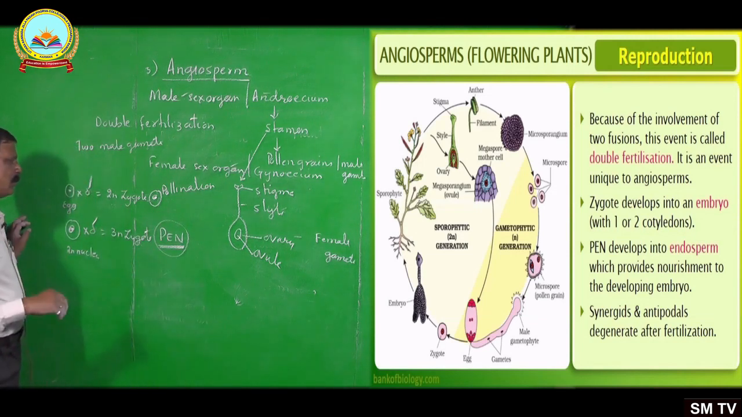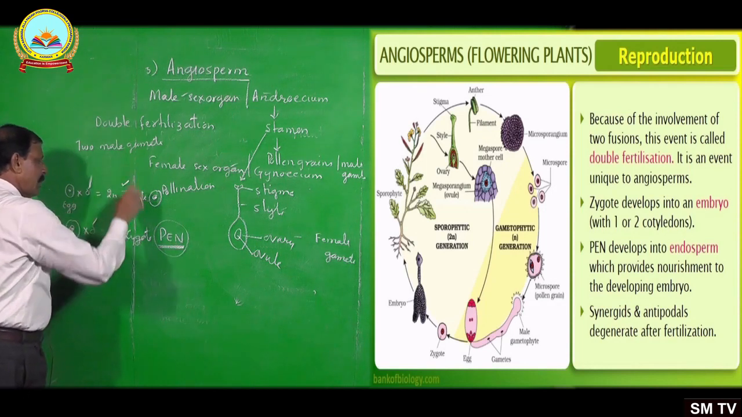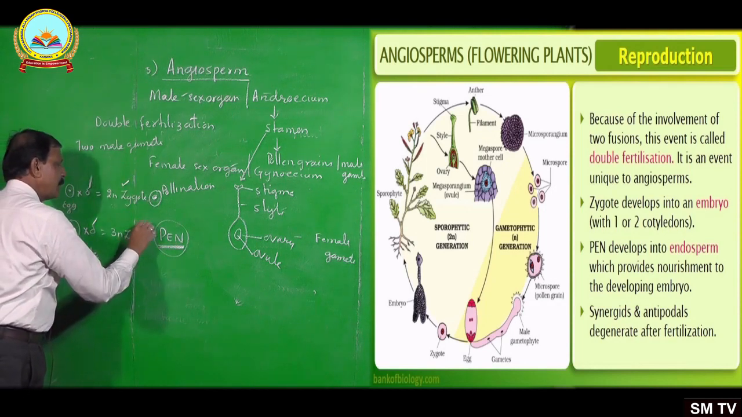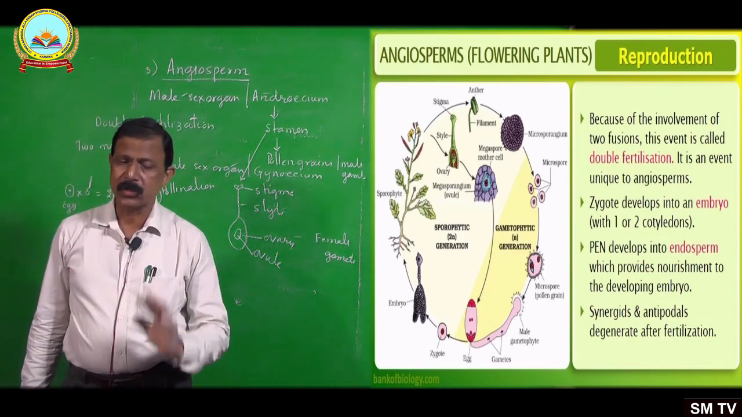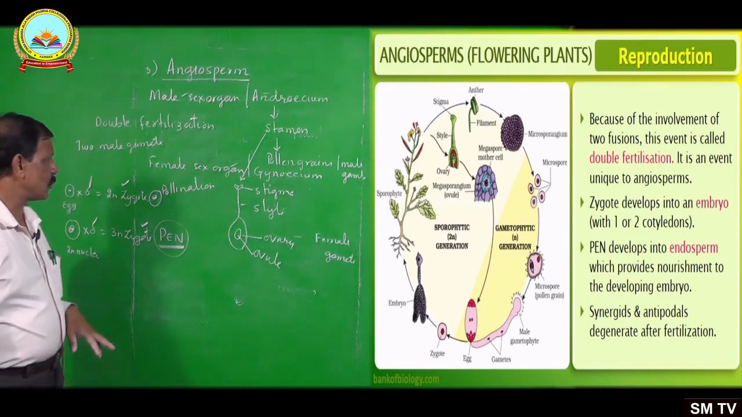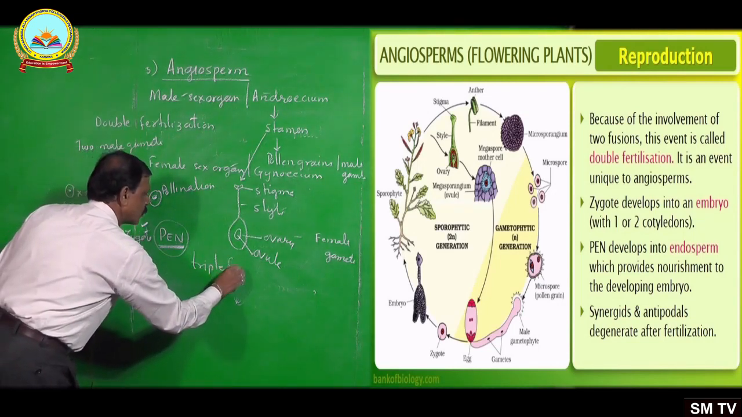possible to develop the embryo. So that is why in all angiosperms, one fusion makes a zygote and another fusion makes what? Triploid zygote, that is called a PEN, primary endosperm nucleus, and sometimes it is also called a triple fusion.